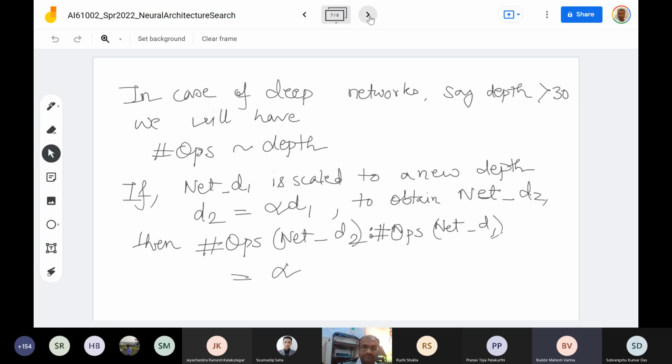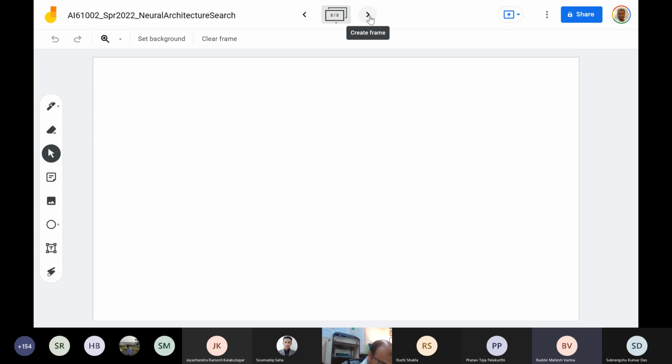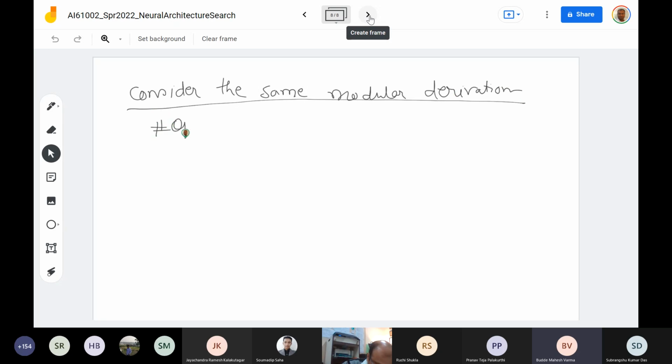Now from here, let us again take that modular derivation. Considering the same modular derivation, what I had was essentially that the number of ops of a network with certain D is proportional to 2 times (D minus 1) K square MN. This is what it was. No, K square CW K square WHMN.